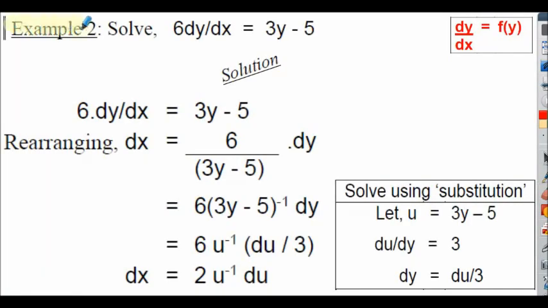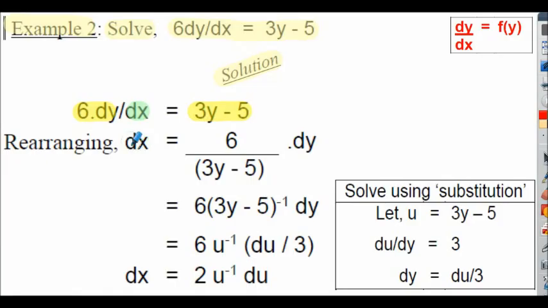Let's consider example 2, fully worked through for us here. We're asked to solve the differential equation 6 times dy by dx is equal to 3y minus 5. Here's the commencement of the solution. Given the stated problem, we're going to rearrange to have all the y terms on one side of the equation and the x terms on the other. To rearrange, I multiply both sides throughout by dx and divide both sides throughout by 3y minus 5.